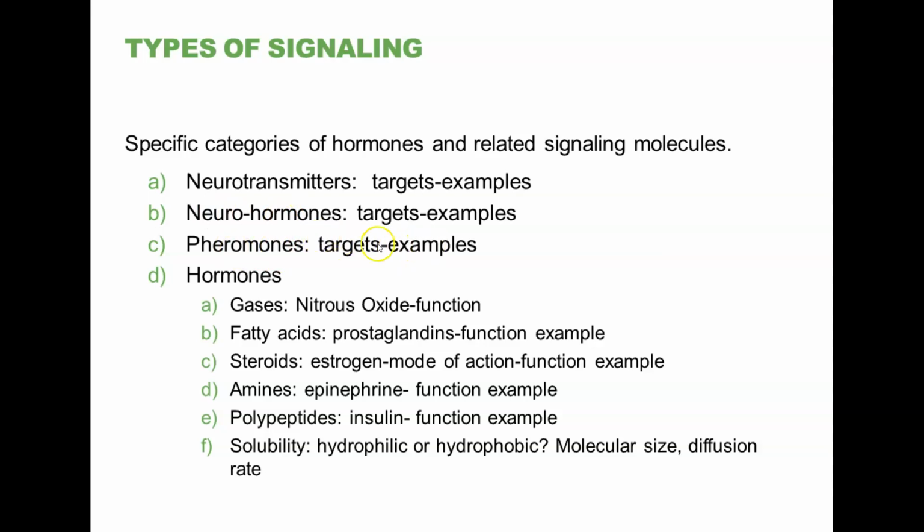Pheromones are signal molecules that are distributed in the air, or in water for that matter, but in an external medium outside of the organism, and can influence target cells on another organism. Famously, all mammals, including humans, produce pheromones that influence reproductive behavior. Then hormones themselves are molecules that are released into the circulatory system and make contact with other parts of the body. And we have a range of these.